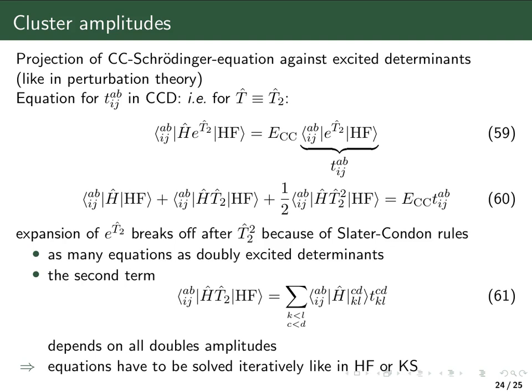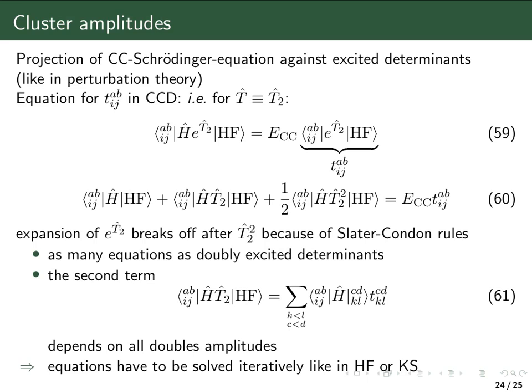Okay, let's look at the amplitudes. How do I get the amplitudes? Well, again, like in perturbation theory, where in order to get the first and second order corrections to the wave functions, one takes the different perturbation theory equations and projects them with one of the other zeroth order functions, not the ground state zeroth order function, but one of the other ones. And we'll do the same here.